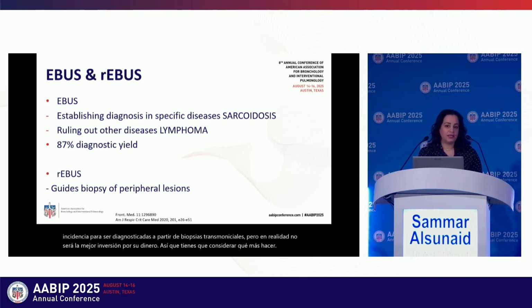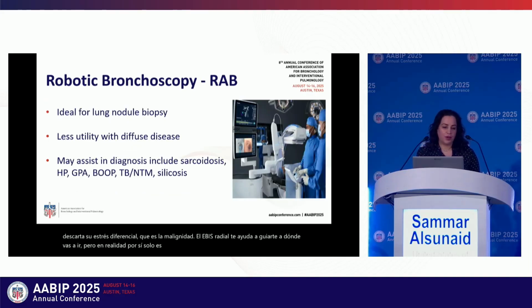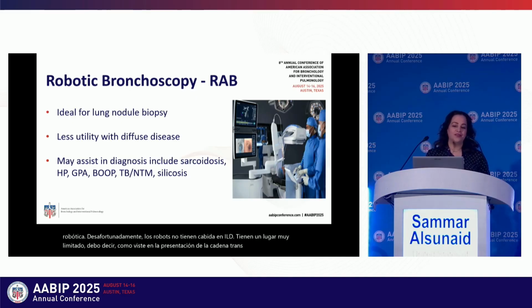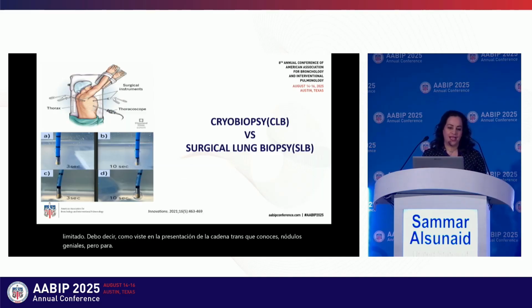EBUS. EBUS has a role, but it mainly has a role in specific ILDs, namely the ones that have mediastinal lymphadenopathy if you're looking at sarcoid again, and it also rules out your differential such as malignancy. Radial EBUS assists you in guiding where you're going to go, but really on its own, it's just an assistance tool. Robotic bronchoscopy, unfortunately, robots have very limited place in ILD, I should say. As you saw from Chenchen's presentation, for nodules, great. But for ILDs, really, they're not as helpful.